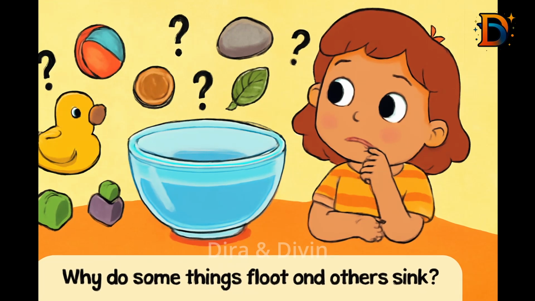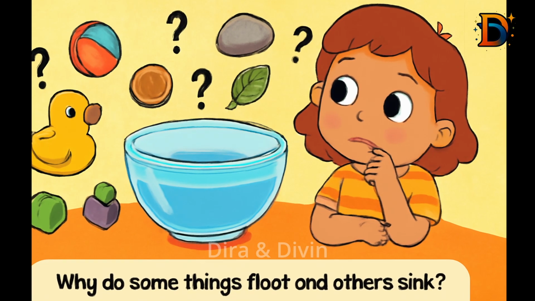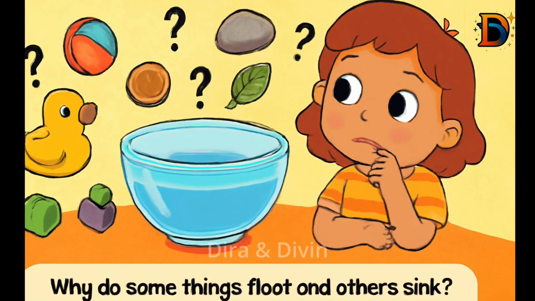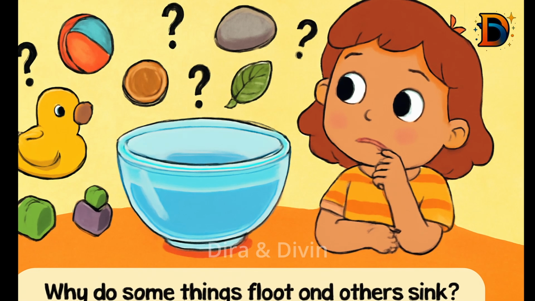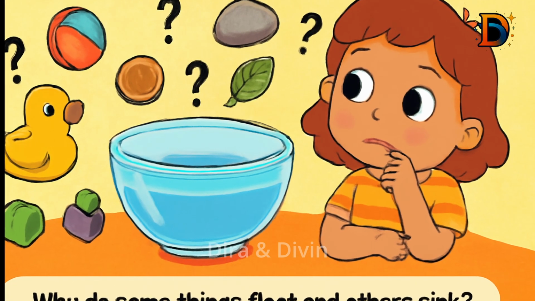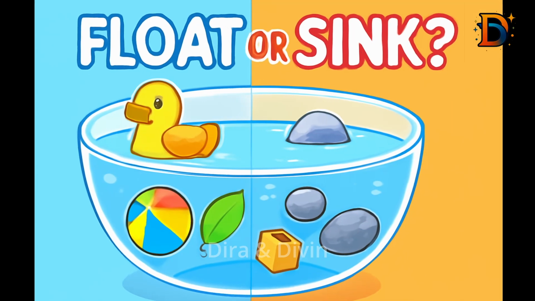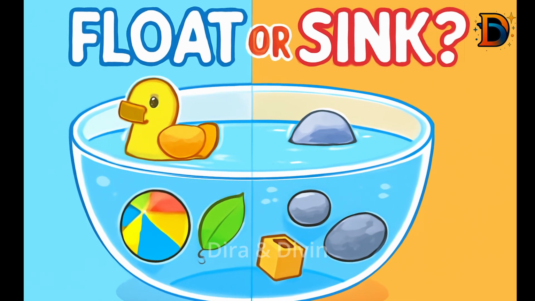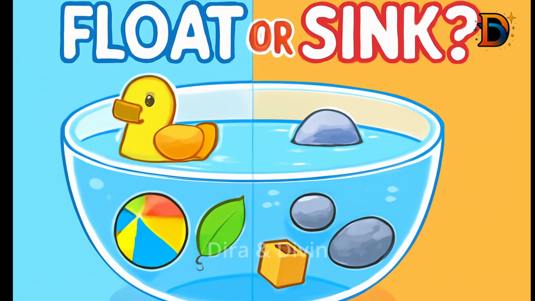Why do some things float and others sink? Floating and sinking happens because of a force called buoyancy, which is all about how heavy something is compared to the water or other liquid it's in. Let's break down this concept in a bit more detail for kids.